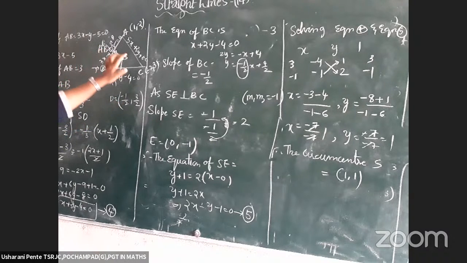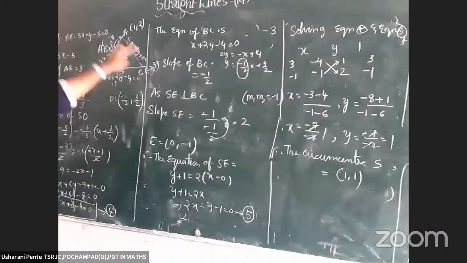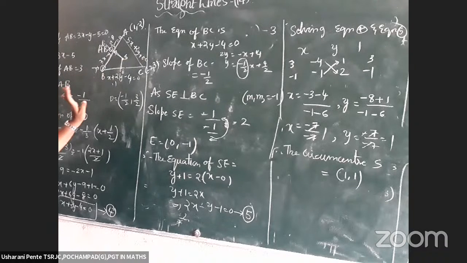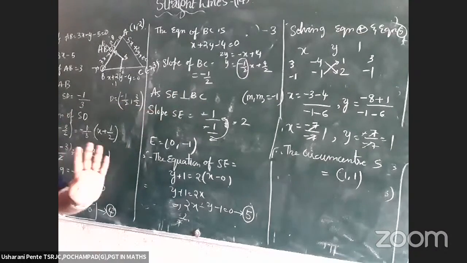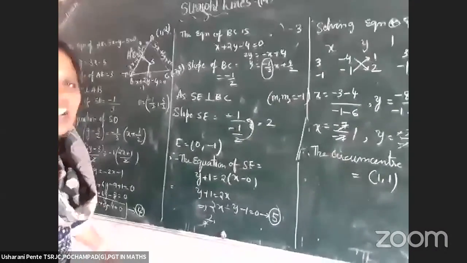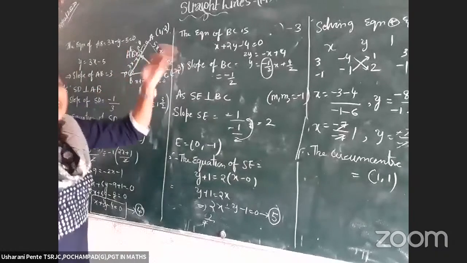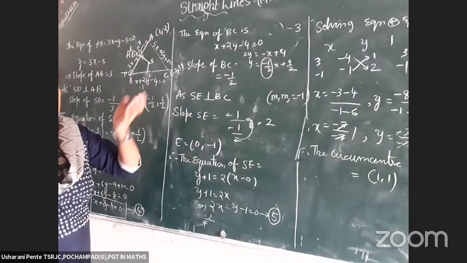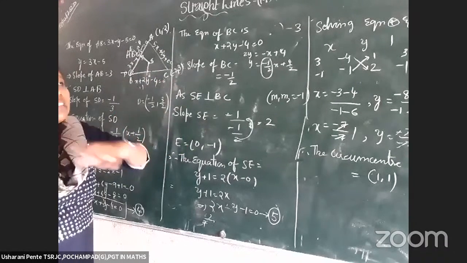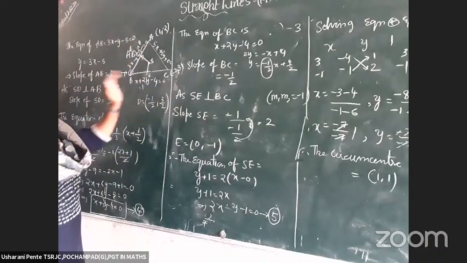If we solve the equations, whatever equations they have given, let us name them equations 1, 2 and 3. If we solve any two equations, we'll get one vertex. If we solve 1 and 2, 2 and 3, and 1 and 3, we'll get the three vertices A, B and C of the triangle.